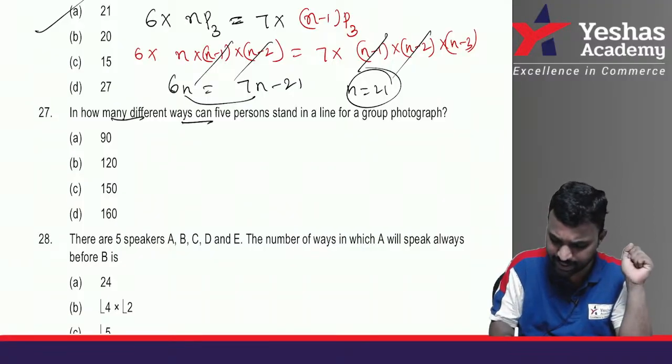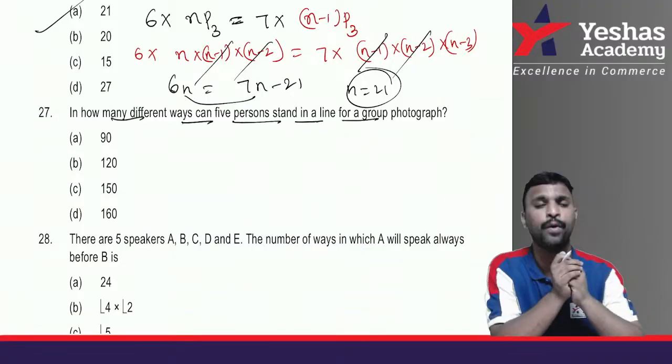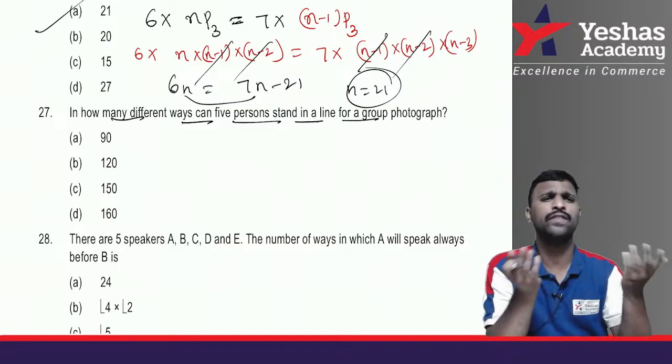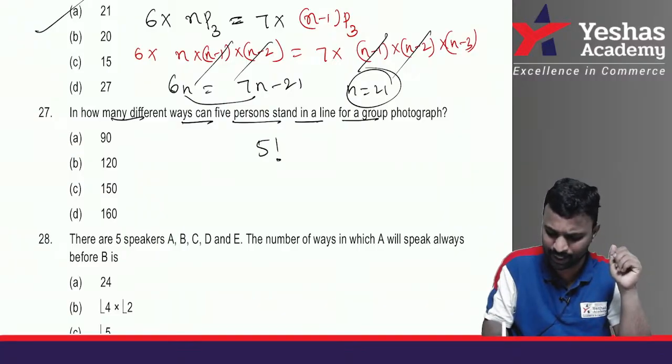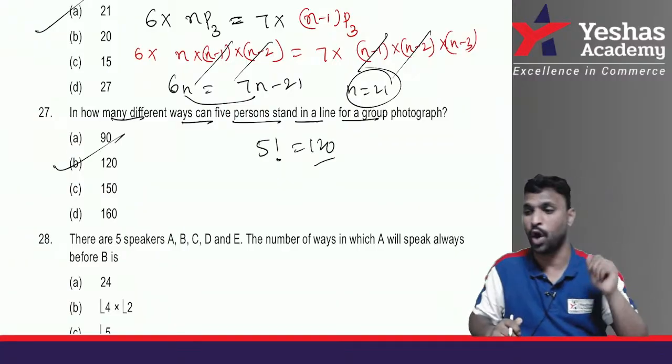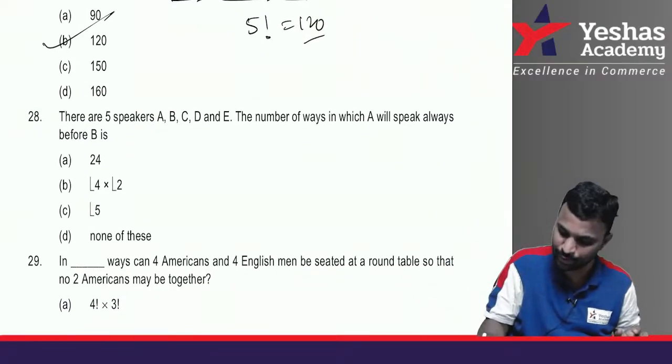Guys, moving on to the next question. In how many different ways can 5 persons stand in a line for a group photograph? Obviously, standing in a line means arrangement. 5 persons in a line, obviously 5 factorial, which is nothing but 120. Option B is the right answer.